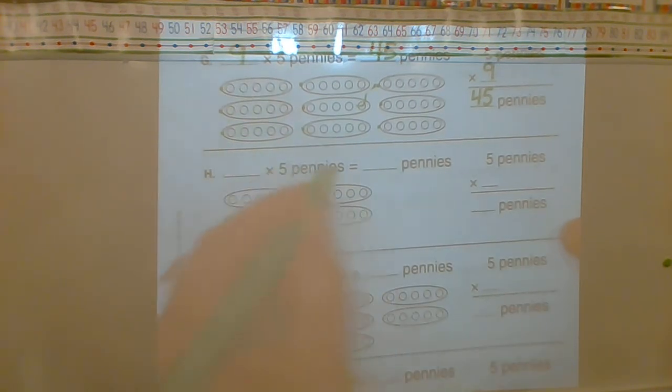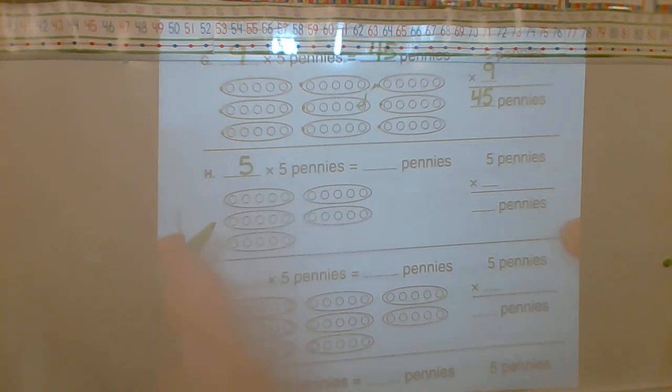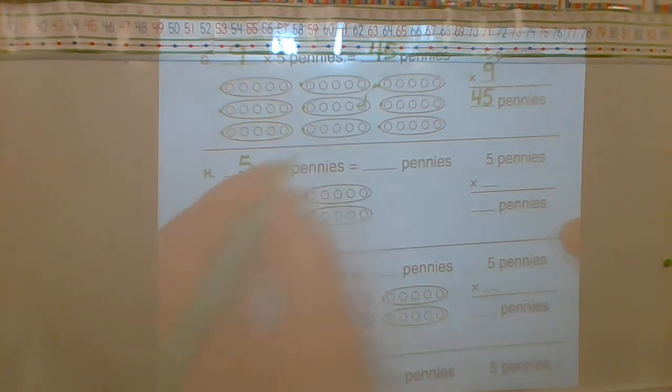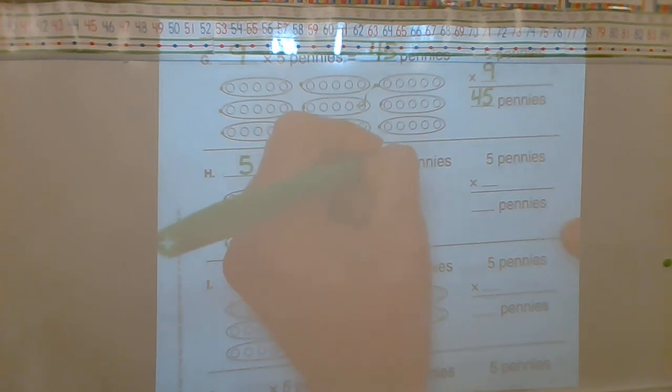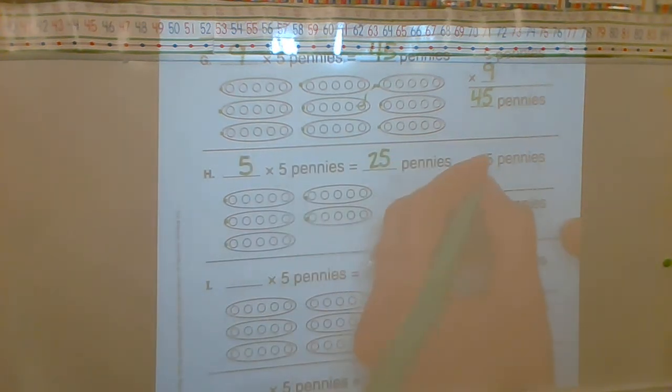How many groups do we see here? That's right, 5 groups of 5 pennies. Count with me. 5, 10, 15, 20, 25. That's right. 5 times 5 is 25.